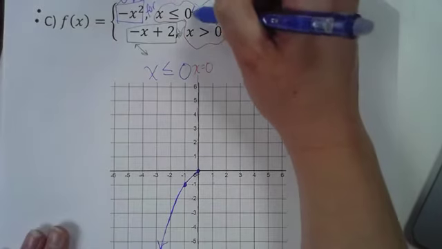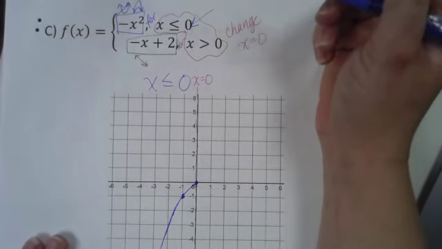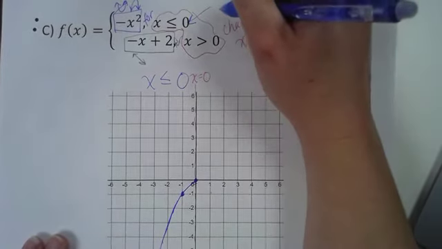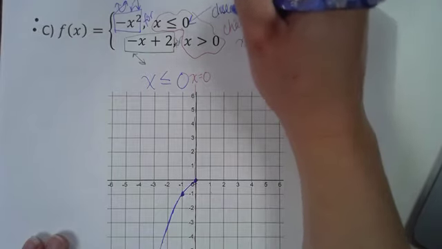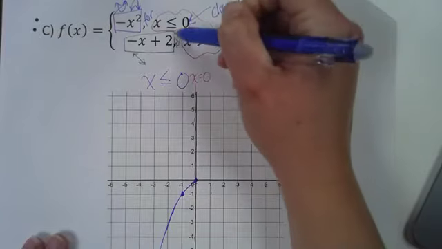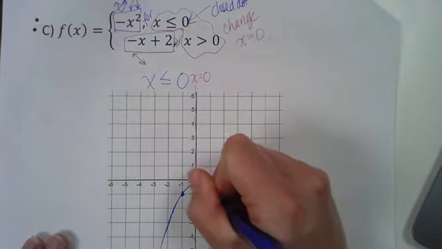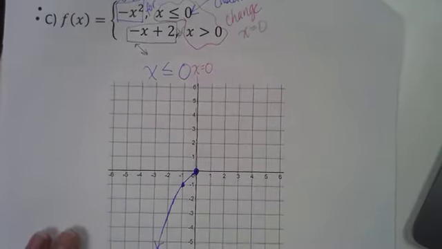At 0, should we have an open or closed dot? Closed dot, yeah. Why? Because it's equal to. It should be a nice solid dot there. Perfect.